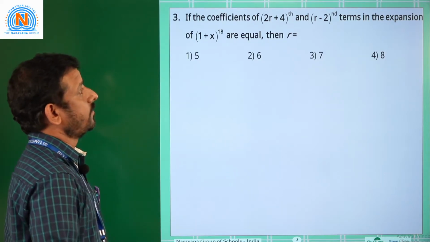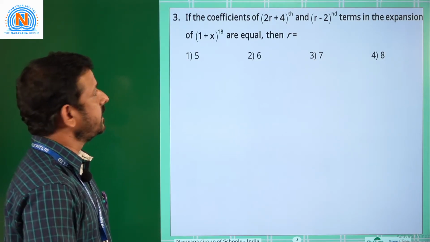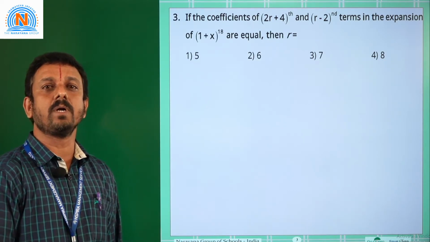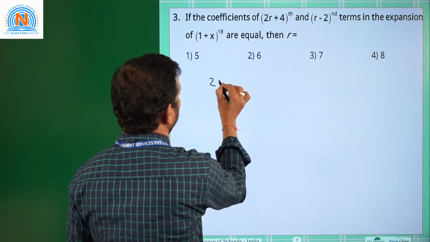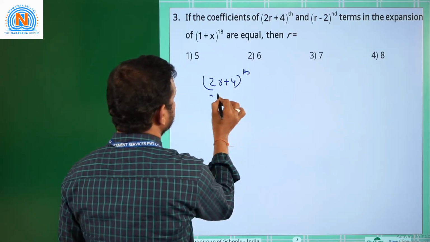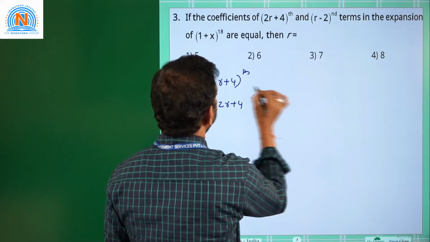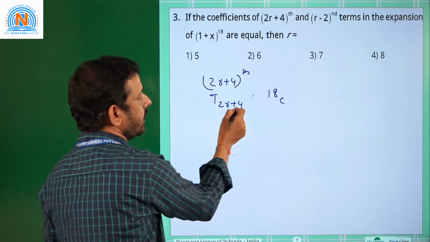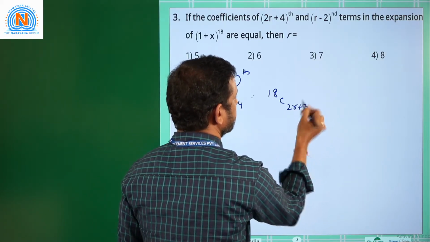If the coefficients of the (2r plus 4)th term and the (r minus 2)th term in the expansion of (1 plus x) whole power 18 are equal. Here they are comparing only the coefficients, not the entire expansion. Now let us see the (2r plus 4)th term, that means T of 2r plus 4. What will be the coefficient over here? The power is 18, therefore 18C(2r plus 4 minus 1), which becomes 2r plus 3.